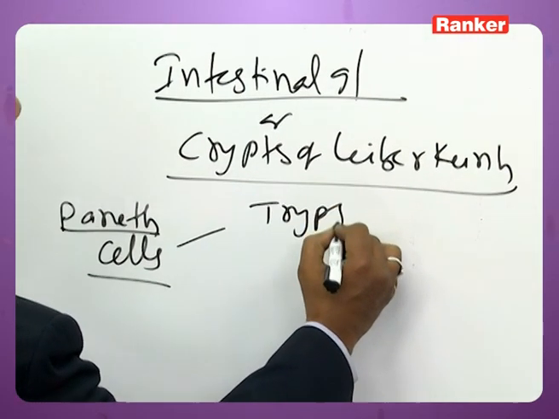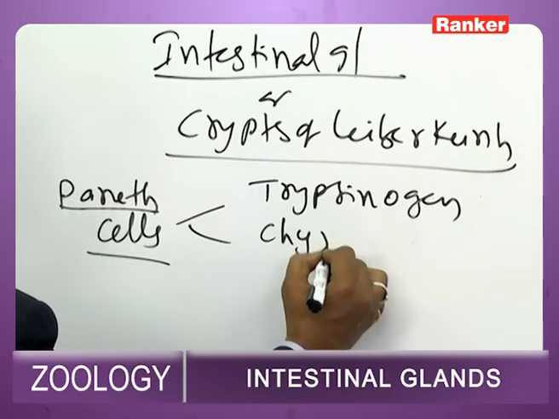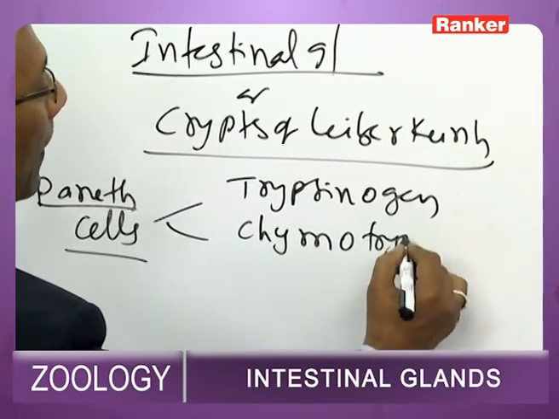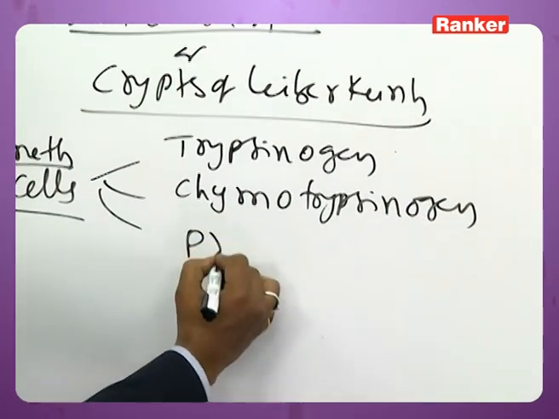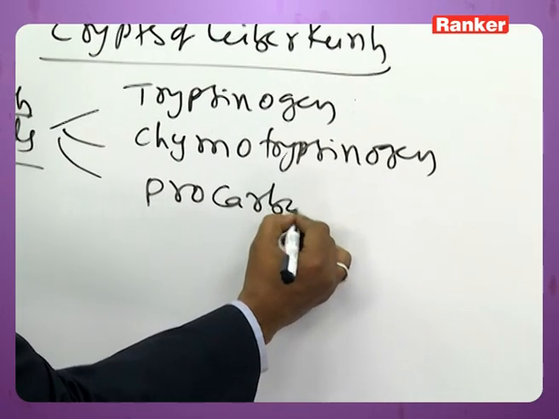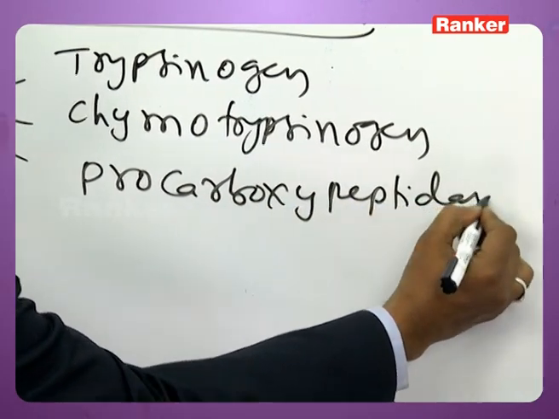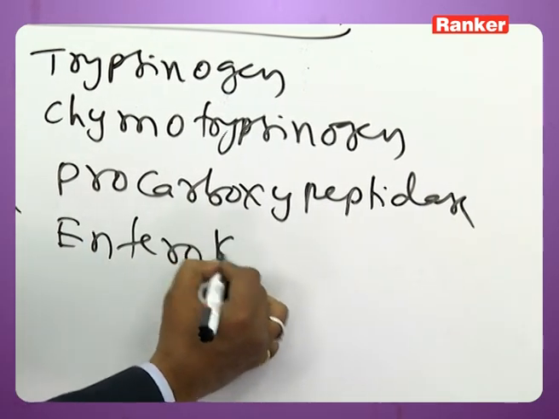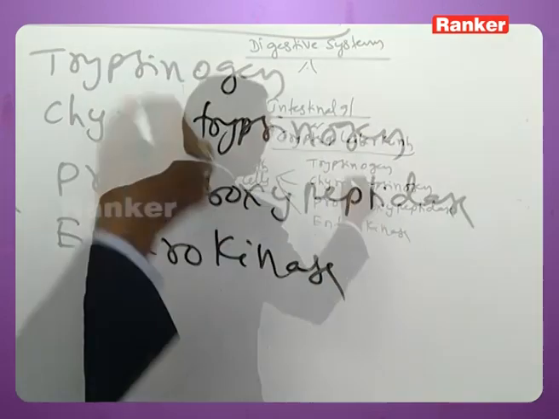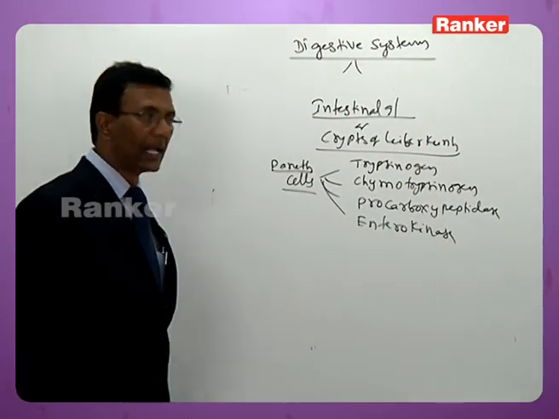Trypsinogen, chymotrypsinogen, procarboxypeptidase, enterokinase. All four of them are proteolytic enzymes.